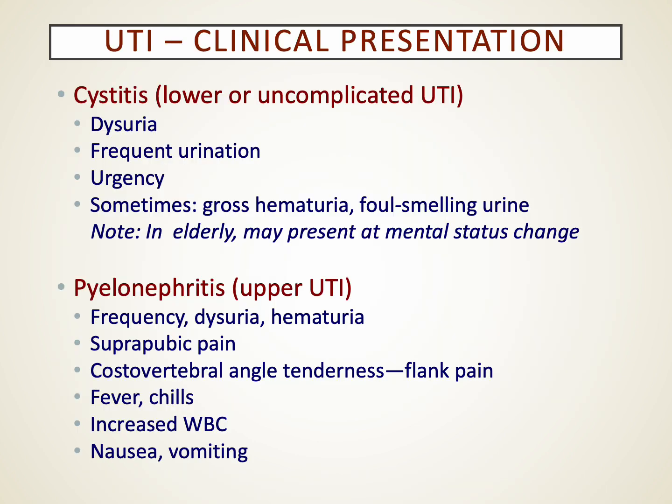Regarding the clinical presentation of urinary tract infections, the simplest is just a simple bladder infection. These are lower tract, or considered uncomplicated, UTI. Typically women, not men. They'll often have pain on urination, frequent urination, a sense of urgency. Occasionally, you may see foul-smelling urine or gross hematuria, but that doesn't have to be present for a cystitis to be there.